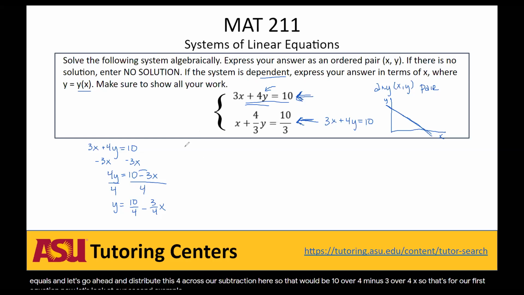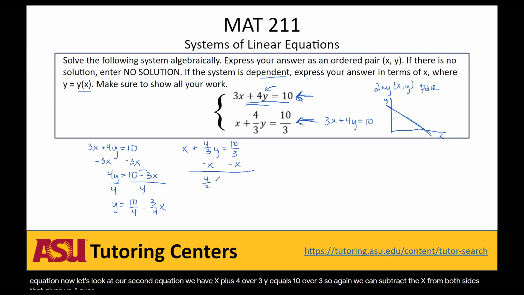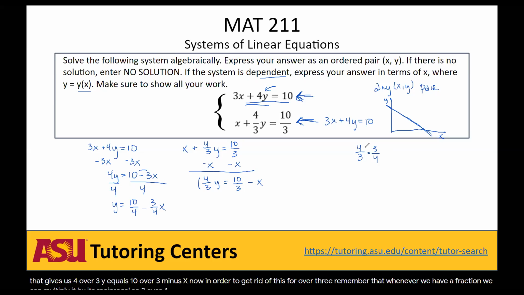Now let's look at our second equation. We have x plus 4 over 3y equals 10 over 3. So again, we can subtract the x from both sides. That gives us 4 over 3y equals 10 over 3 minus x. Now, in order to get rid of this 4 over 3, remember that whenever we have a fraction, we can multiply it by its reciprocal, so 3 over 4. And that means that we have 12 over 12, which equals 1. So we'll go ahead and multiply both sides of this equation by 3 over 4.